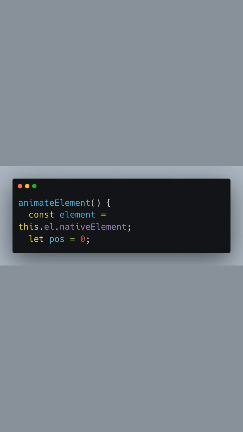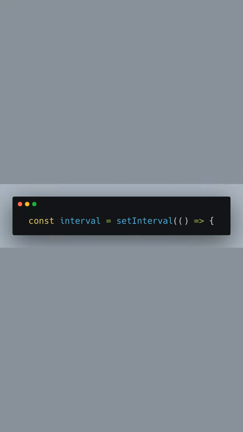Here we define the animateElement function. Inside, we get a reference to the native element from ElementRef as element, and we initialize a variable pos to 0. This variable will track the current position of the element as we move it. We declare a const interval and set it to a setInterval call.